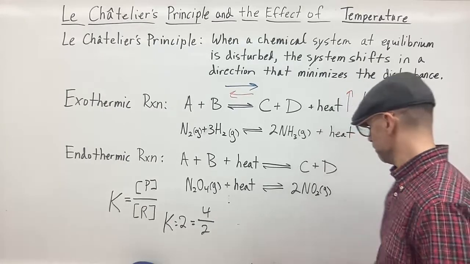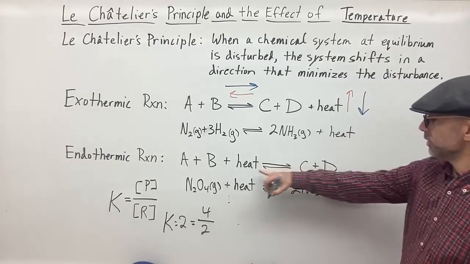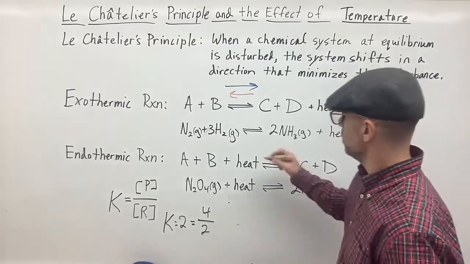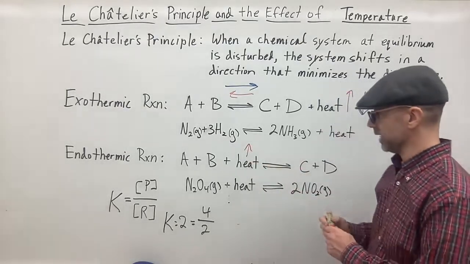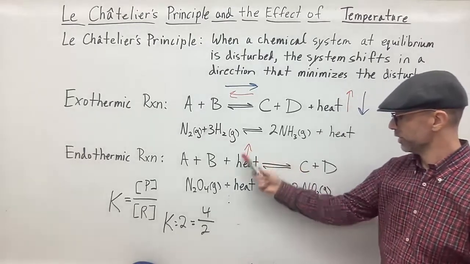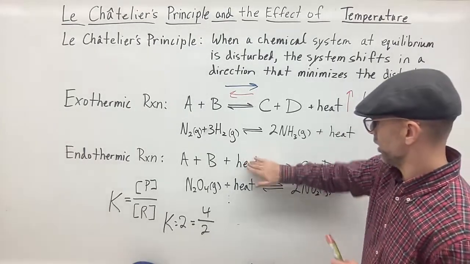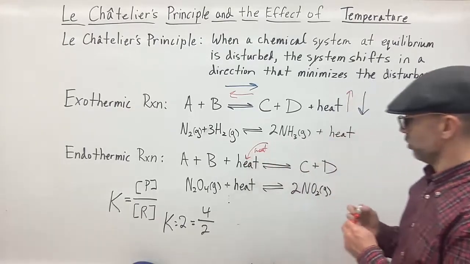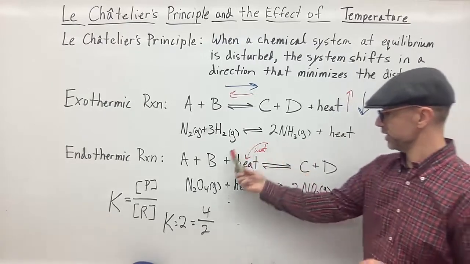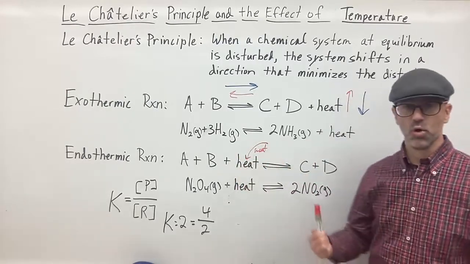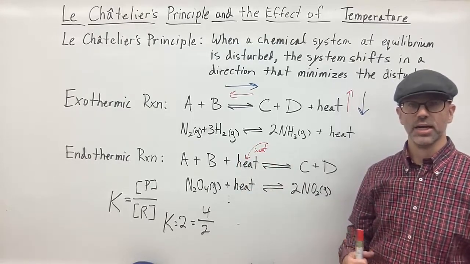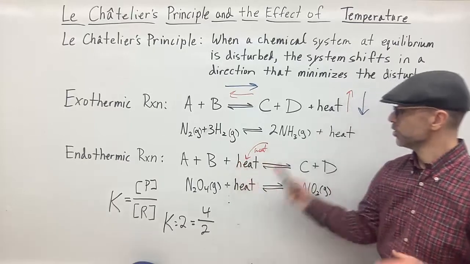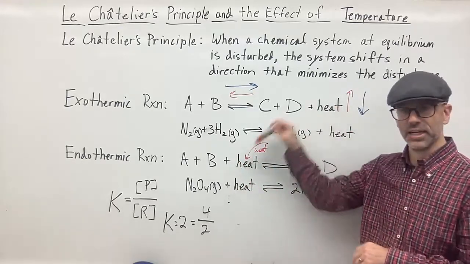So in this case, if we increase heat, let me use red for increase. So if we increase the amount of heat here, or another way to put it is we're adding heat in. So what's the system going to do? It's going to try to decrease that heat. So we're thinking of this as a reactant. If we're adding more heat, that's like adding more reactant.